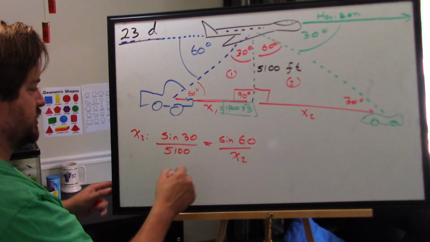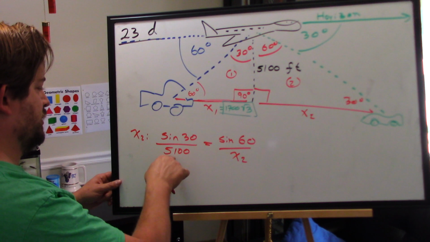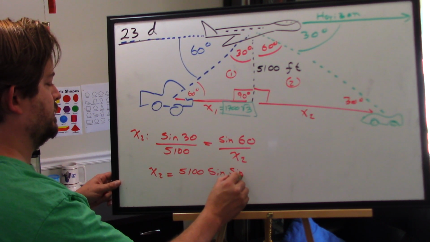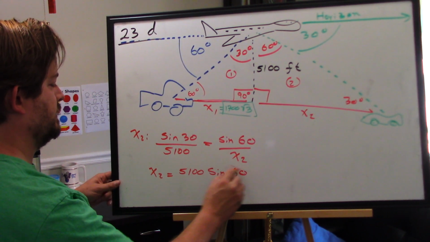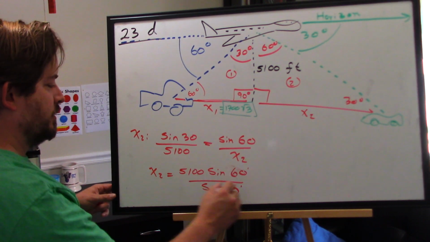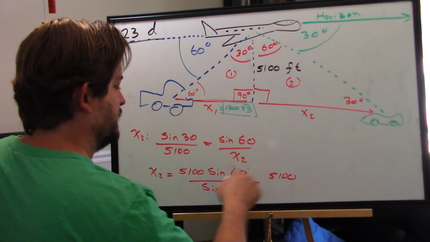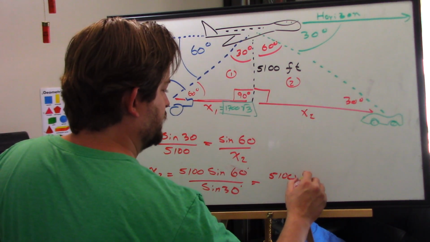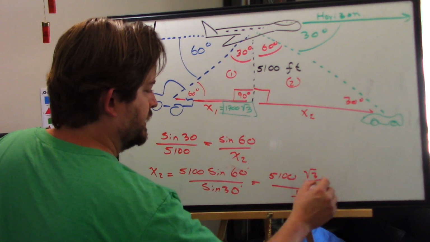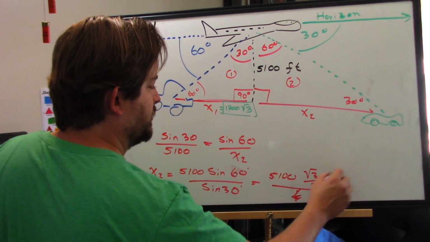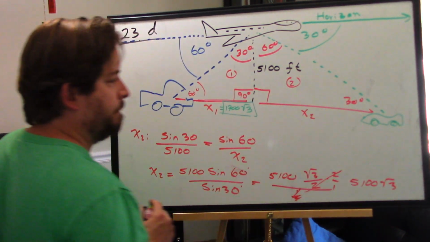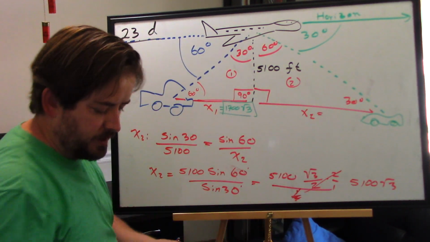And therefore, my x2, I'm going to multiply the 5100 up. Oops. And then the sine of 30 down. So this gives me 5100. The sine of 60 we just said was √3 over 2. And the sine of 30 is 1 over 2. So if I flip the 1 over 2 to be a 2 over 1 up here, that gives me 5100 √3. You know? And so this x2 is 5100 √3.